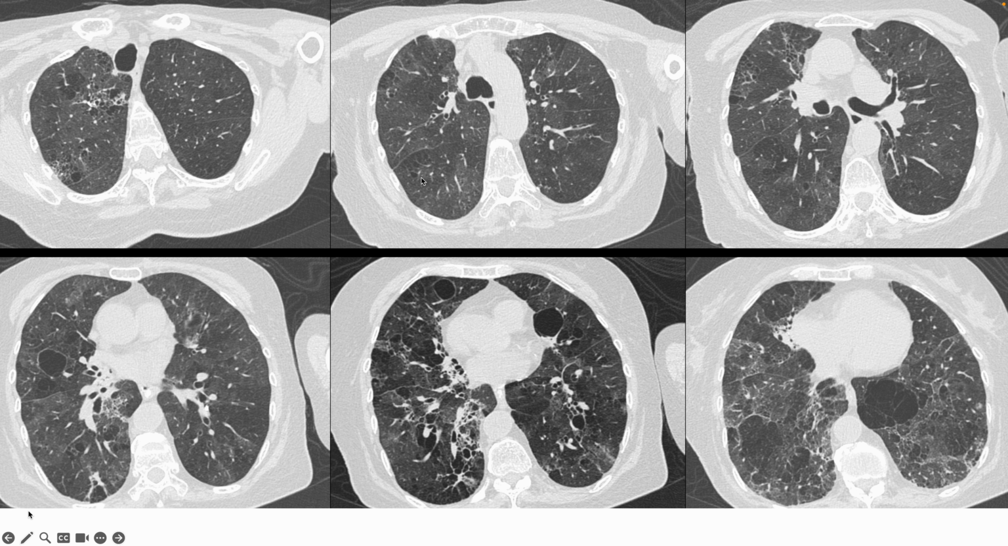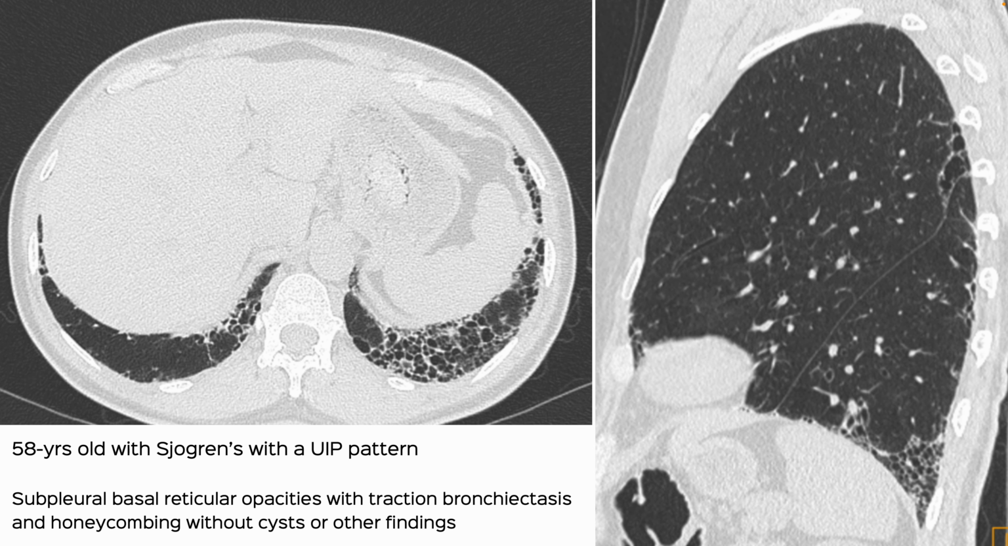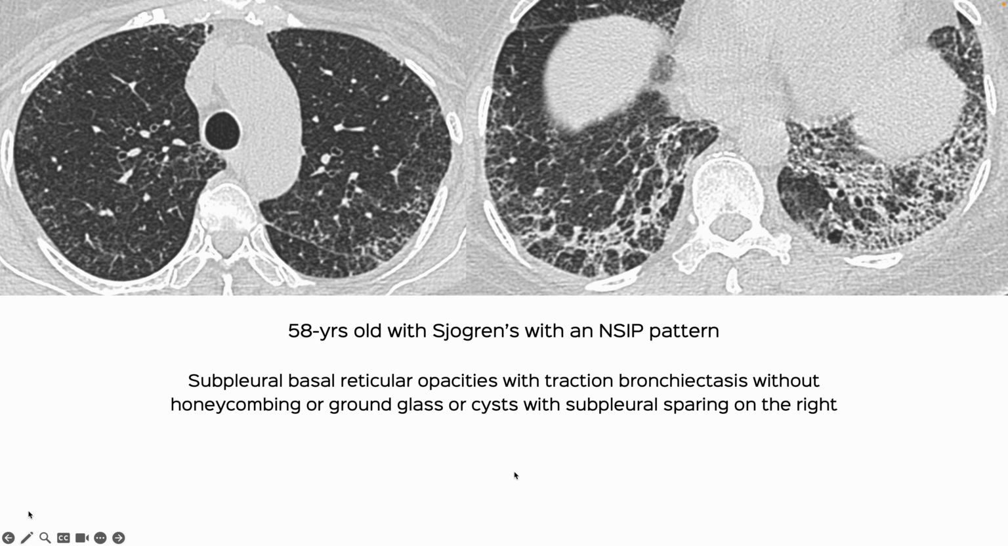We've got 6 starting from the apex to the base. And my question to you is, which one is this? UIP, NSIP, OP, or LIP? Now, these are all patients with Sjogren's disease. This is a UIP pattern with honeycombing, traction bronchiectasis, subpleural basal involvement, and reticular opacities. But see the sharp margins that typically occur with connective tissue diseases. But this is a Sjogren's with a UIP pattern.